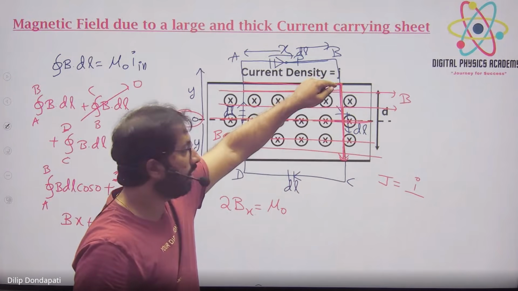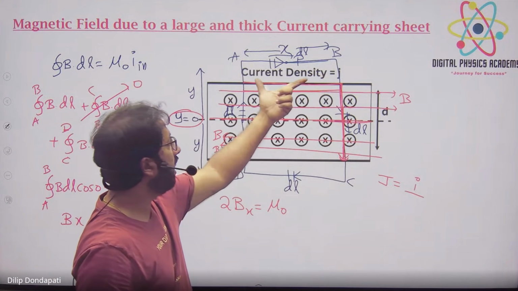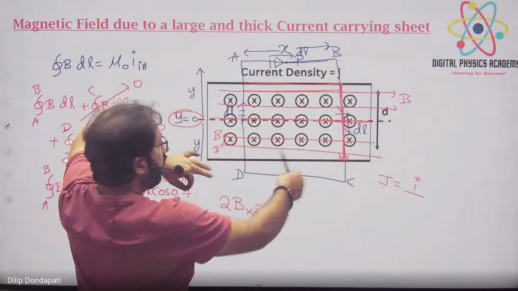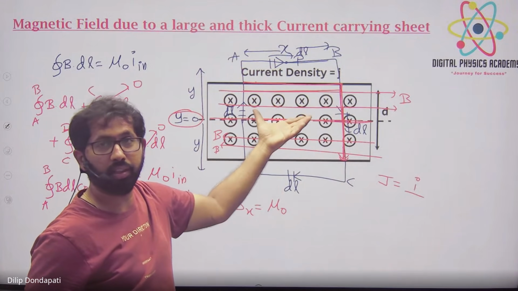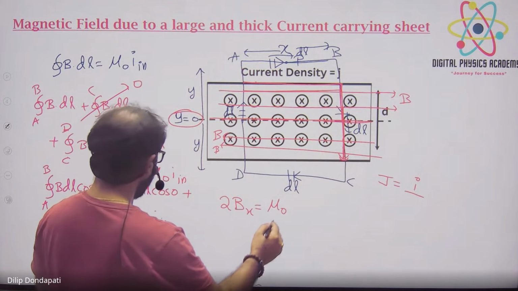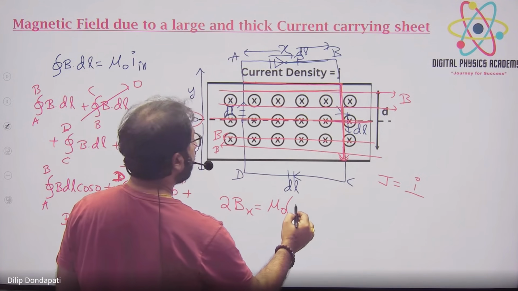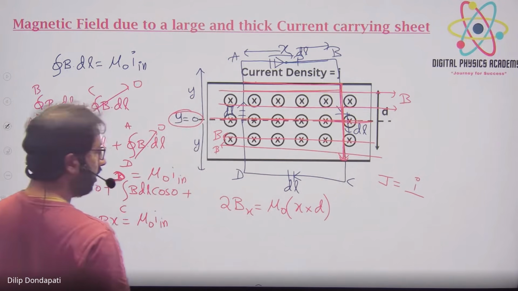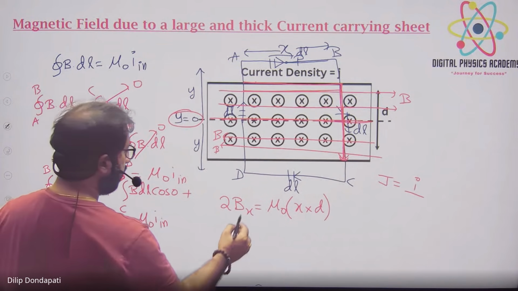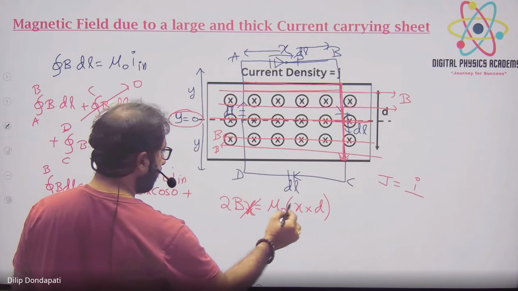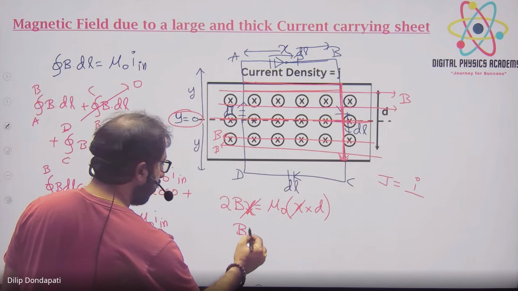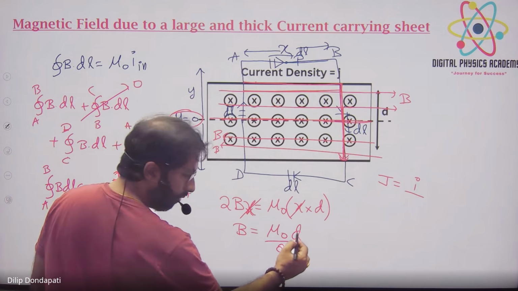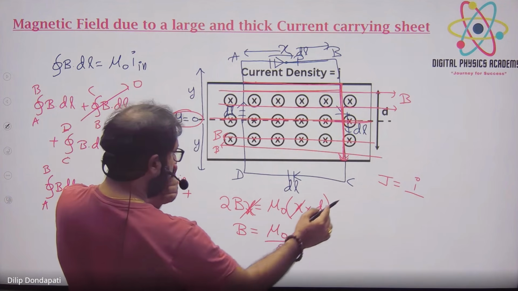देखो इसका length x है, width d है, right? So we should not take इसका, because current is not passing in this, इसमें current जा रहा है, right? So इसका mu naught I inside के जगह में x into d, length into breadth, right? So इसमें क्या होगा? bx ऐसा ना, x cancel. So therefore B is equal to mu naught by 2 times d into j.